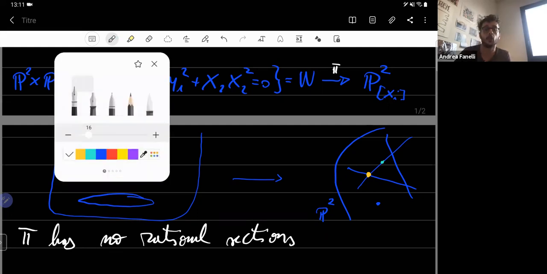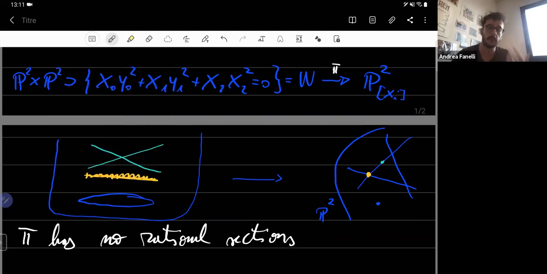Sorry, I have a question. Sure. Is it obvious that there are no rational sections? We can do it by hand, with the singular fibers. You can really do it by hand, supposing that there is a rational section in this case, and you get a contradiction. It's not obvious just looking at it, but you're right, you have to do a little computation. Okay, thank you very much. Welcome.